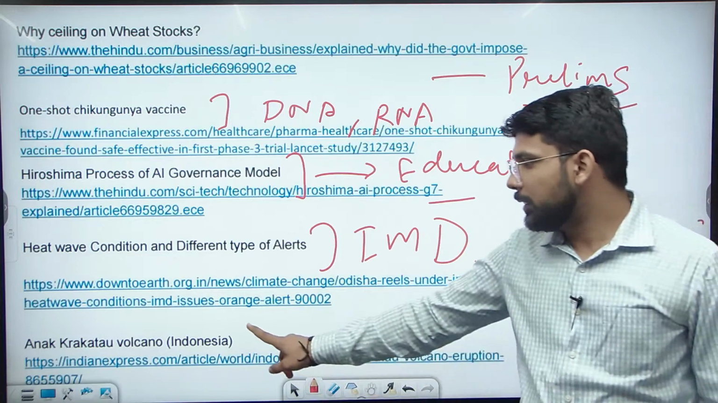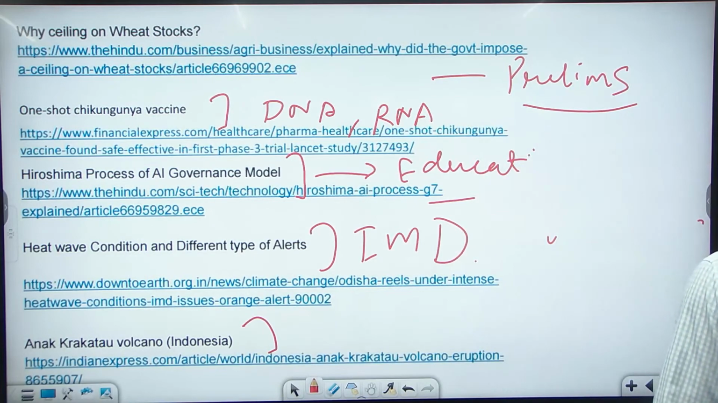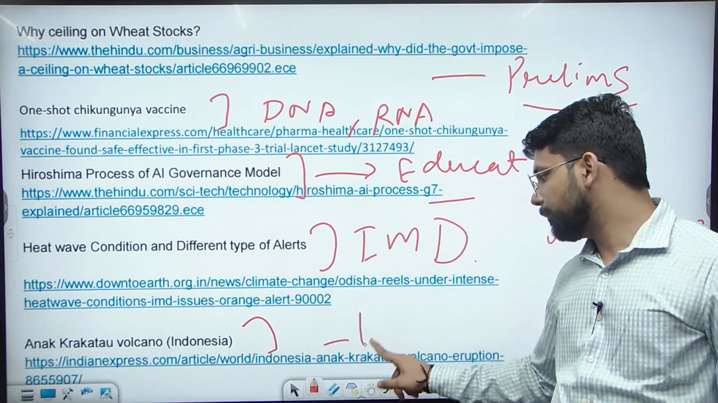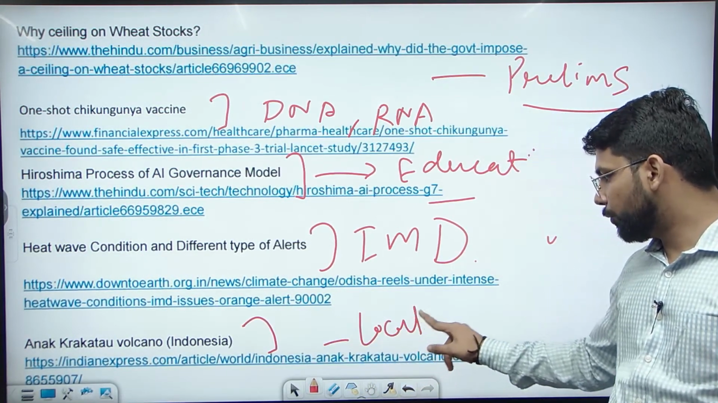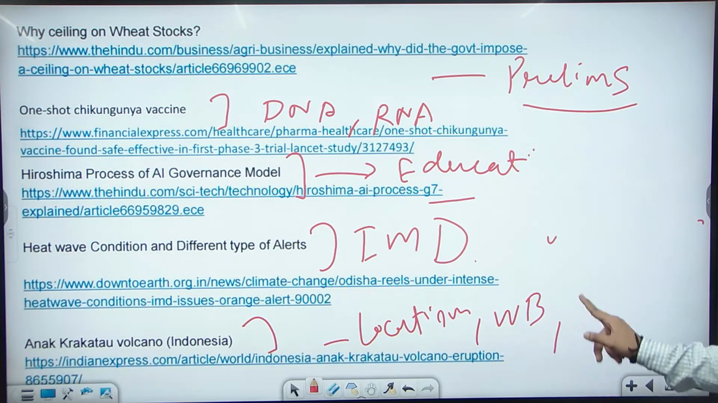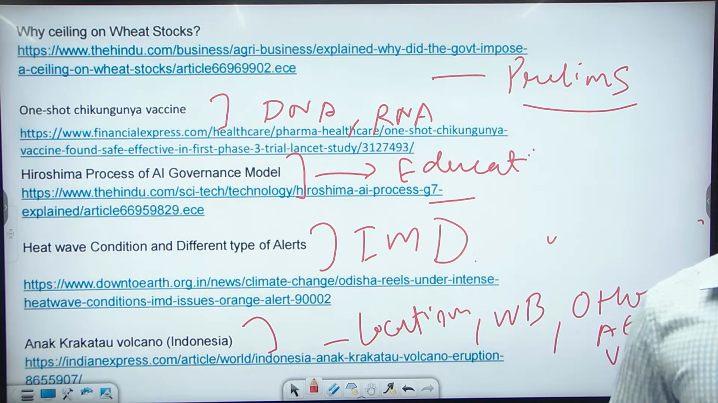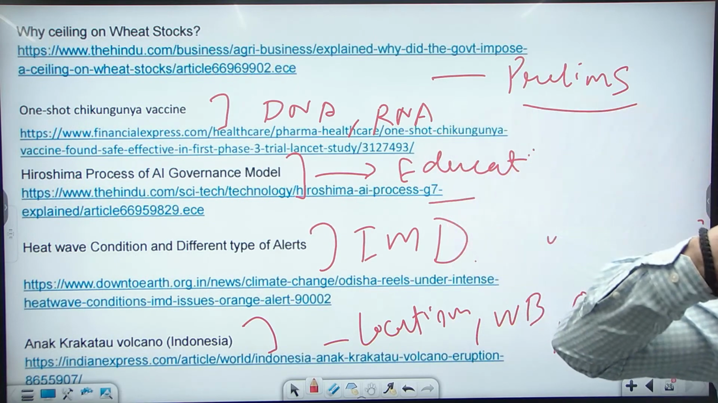Next is about the Anak Krakatau volcano, Indonesia. So you need to know about the location, nearby water body, and the other active volcanoes in this area. This is your homework for the next 1 week. ठीक है, इससे ज्यादा नहीं पढ़ना है. These are the important topics from the last week.